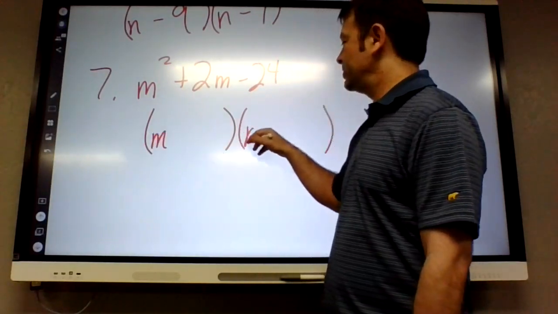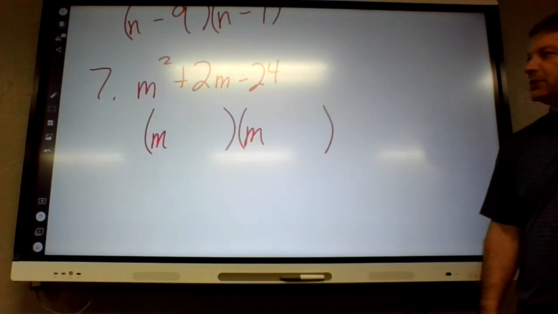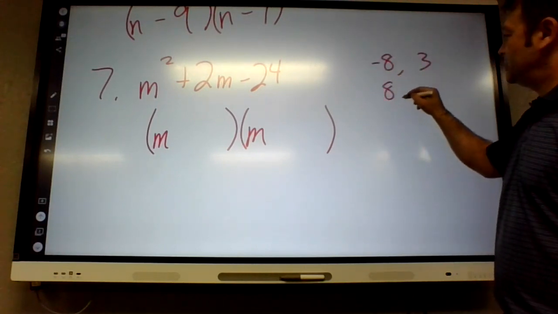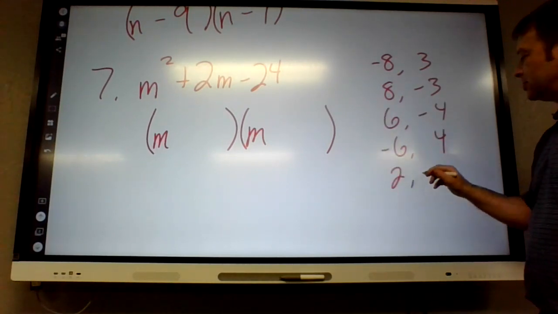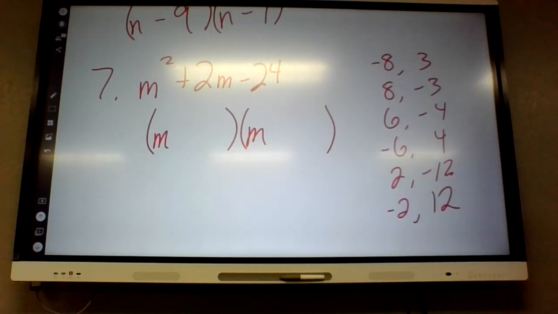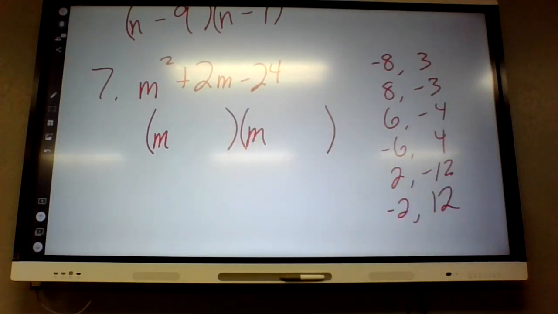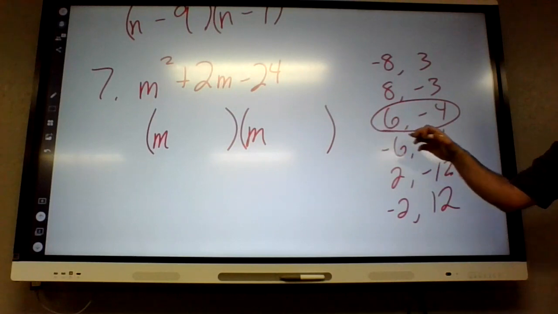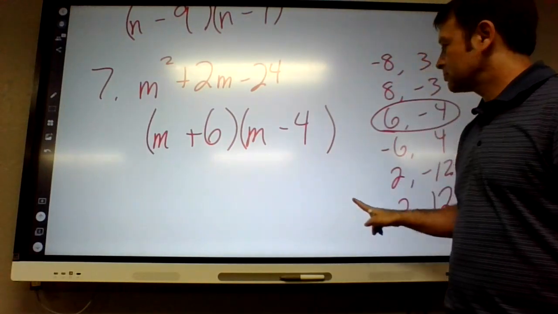So this one would be what multiplies into negative 24. There's a lot of stuff that goes into negative 24. It could be negative 8 and 3. Could be 8 and negative 3. Could be 6 and negative 4. Negative 6 and 4. 2 and negative 12. Negative 2 and 12. 24 and 1. I'm going to skip that one. There's only one of these that adds up to positive 2. Which adds up to positive 2? 6 and negative 4. So plus 6 minus 4.